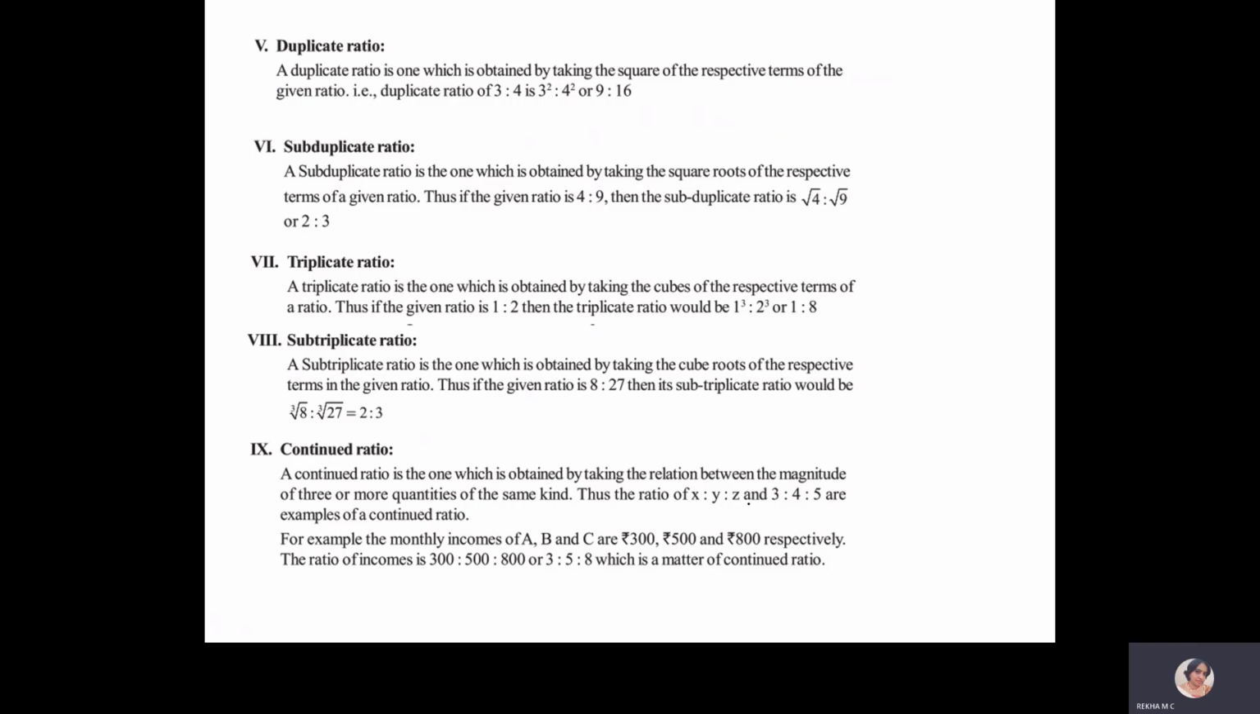Thus, the ratios x is to y is to z and 3 is to 4 is to 5 are examples of a continued ratio. For example, the monthly incomes of A, B and C are rupees 300, rupees 500 and rupees 800 respectively. The ratio of the incomes is 300 is to 500 is to 800 or 3 is to 5 is to 8, which is a continued ratio.